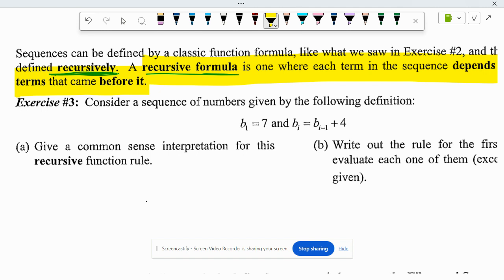So consider a sequence of numbers given by the following definition. This definition right here is a recursive formula. And it's really important that you understand the pieces of it. The recursive formula always has the first term. Always. You always name the first term. And then it says, hey, any number in the sequence, b sub i, is going to be the number before b sub i. That's why it's written as b sub i minus 1 plus 4.